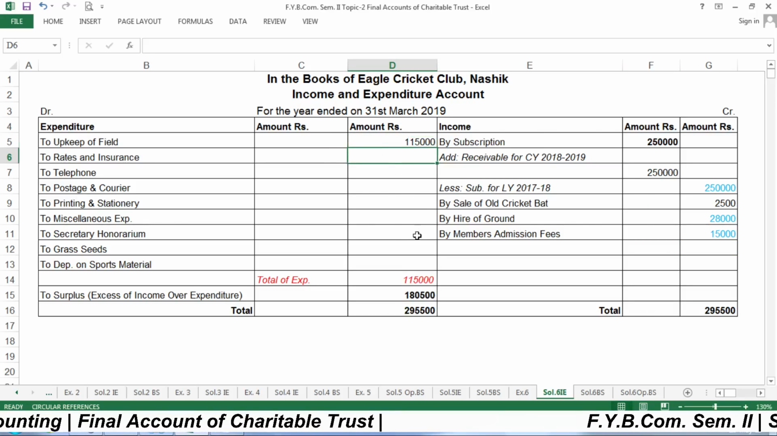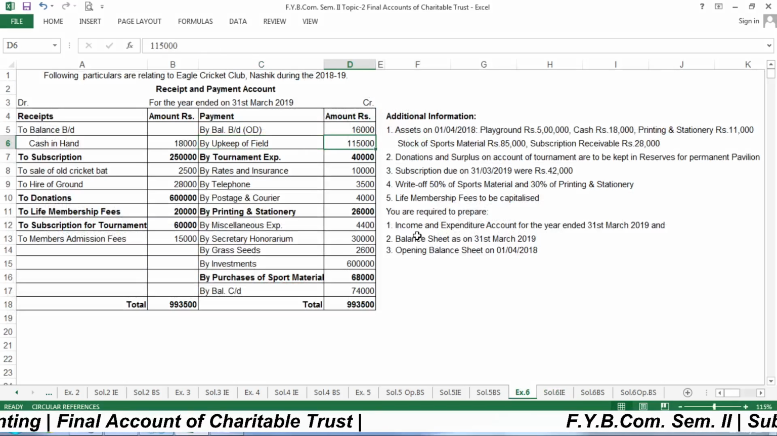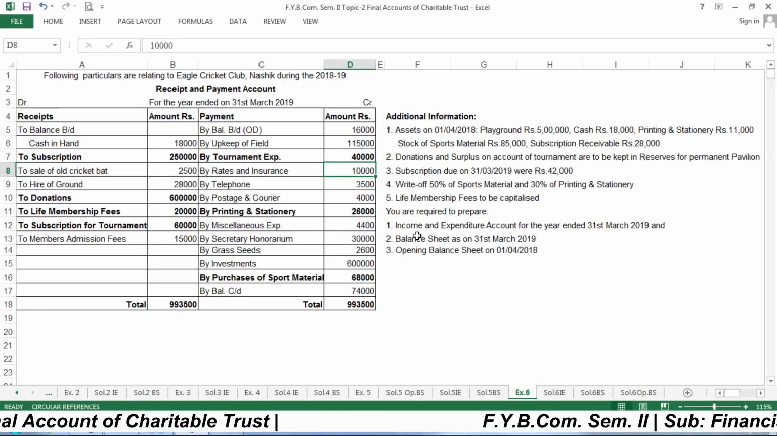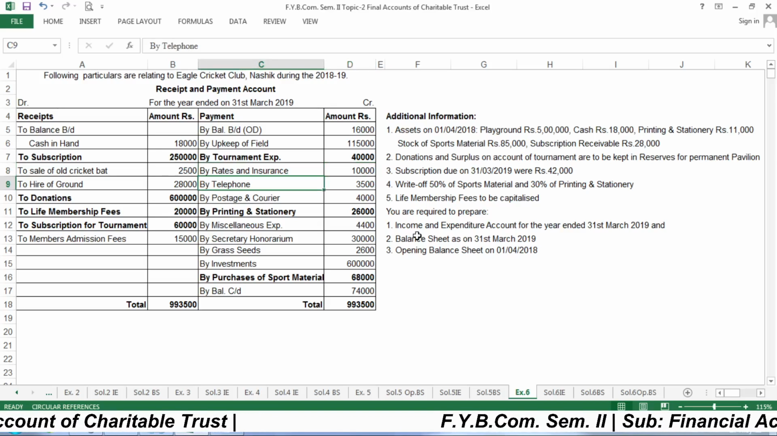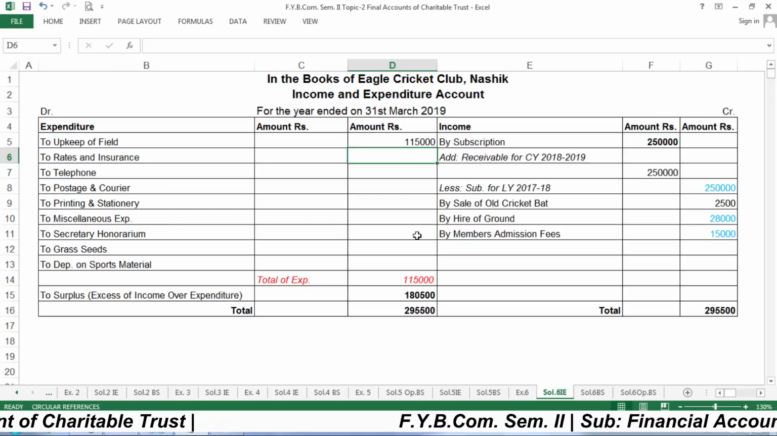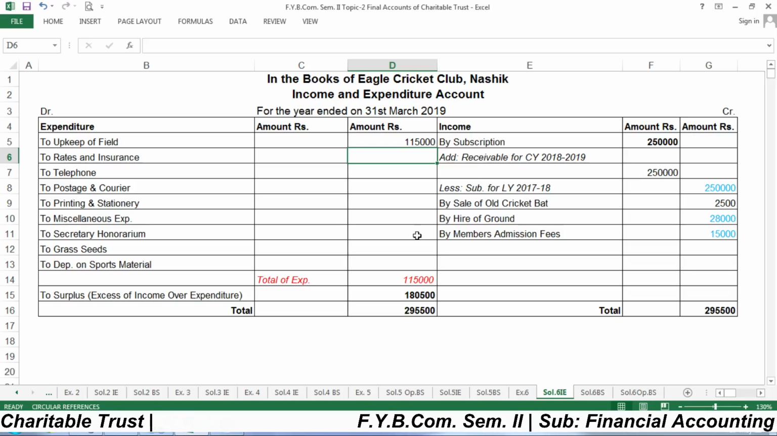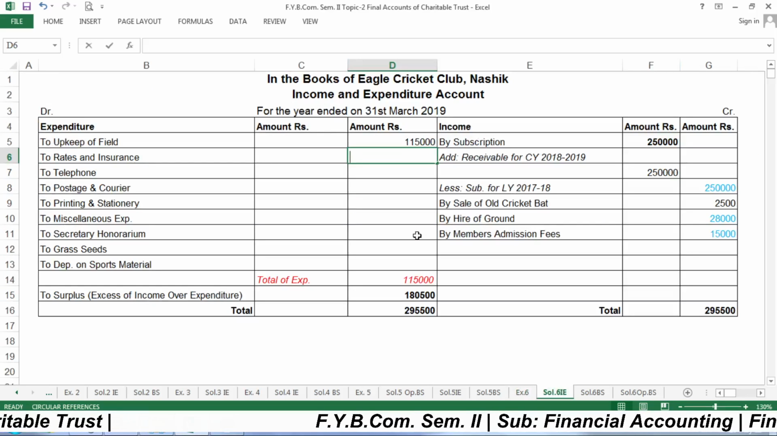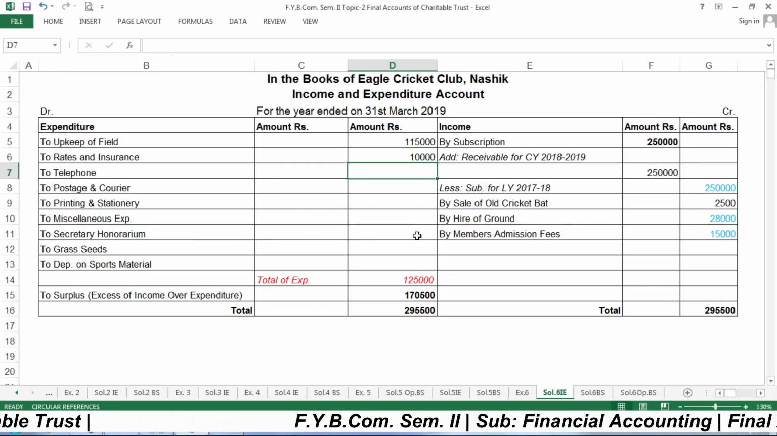After that, we have tournament expenses, which we already considered on the liability side. We deducted it from the subscription for tournament. Out of 60 minus 40, the balance is kept aside as reserve for permanent pavilion. After that, we have rates and insurance. On the expenses side, rates and insurance of rupees 10,000.